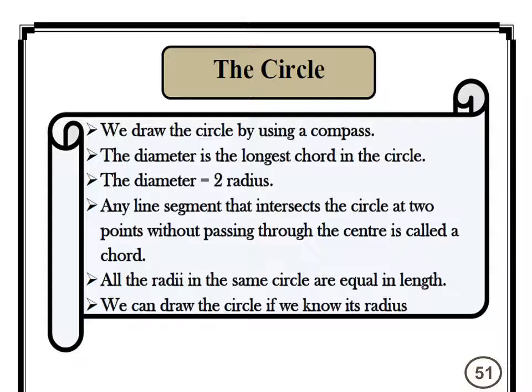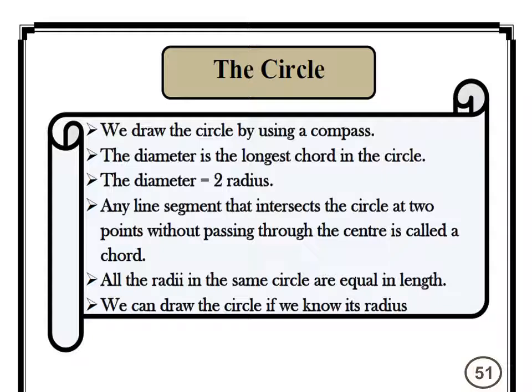Okay, the diameter is the longest chord in the circle. The diameter is double the radius, or twice the radius. Any line segment that intersects the circle at 2 points without passing through the center is called a chord. All the radii in the same circle are equal in length. We can draw the circle if we know its radius.